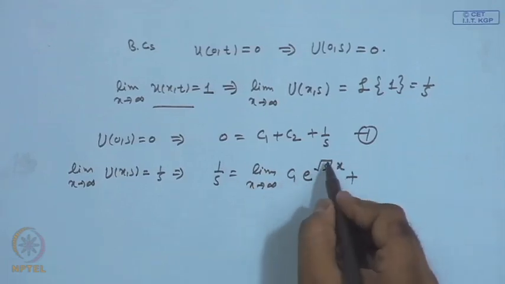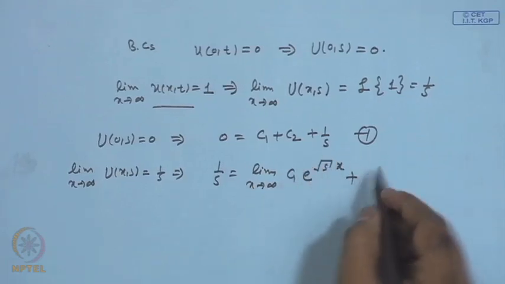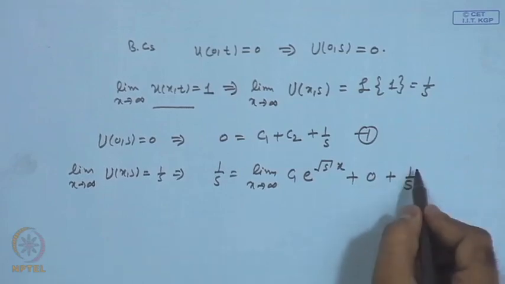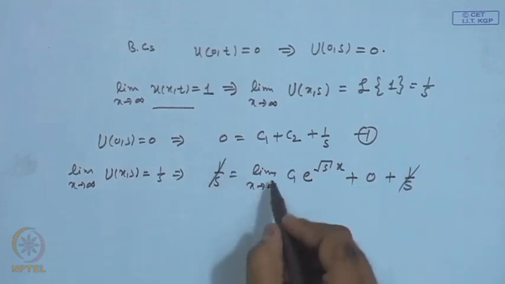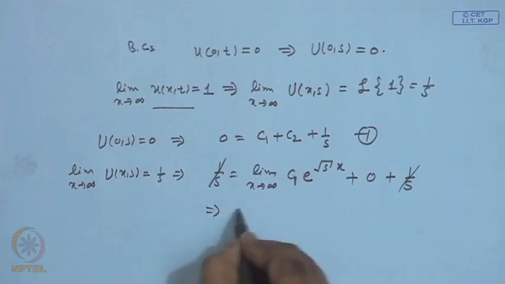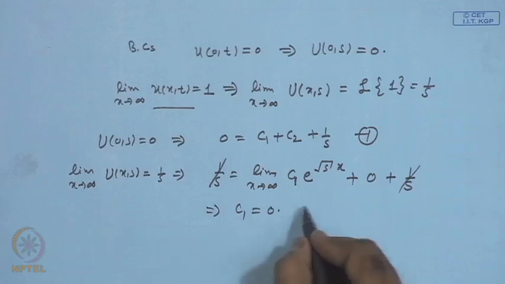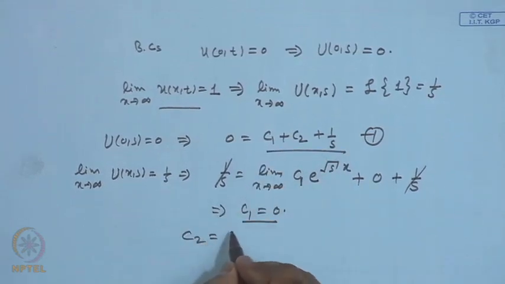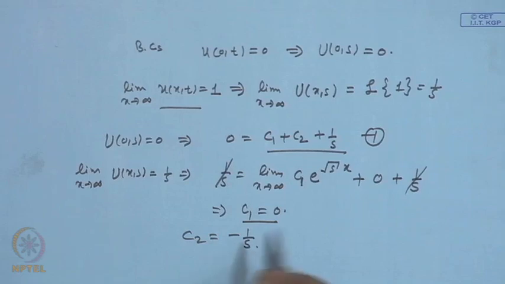As x approaches infinity, s is positive, so we will get that term as 0, and we have 1 over s. So, this 1 over s equals this 1 over s in the limit. This is possible when c1 is 0. So, c1 is 0, and then we can get c2. So, c2 is minus 1 over s.